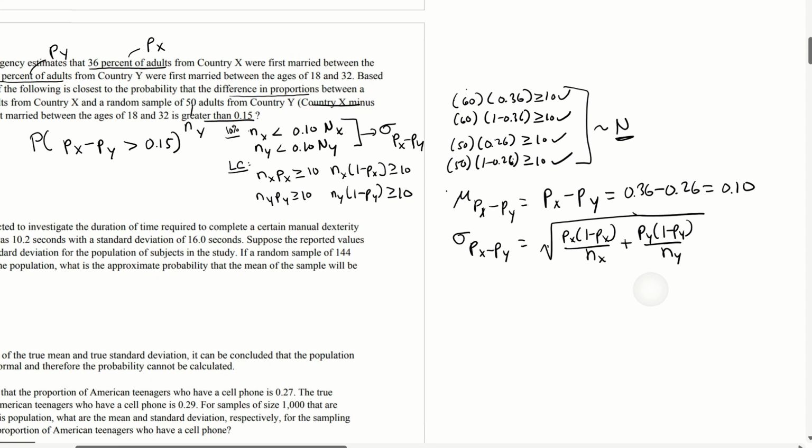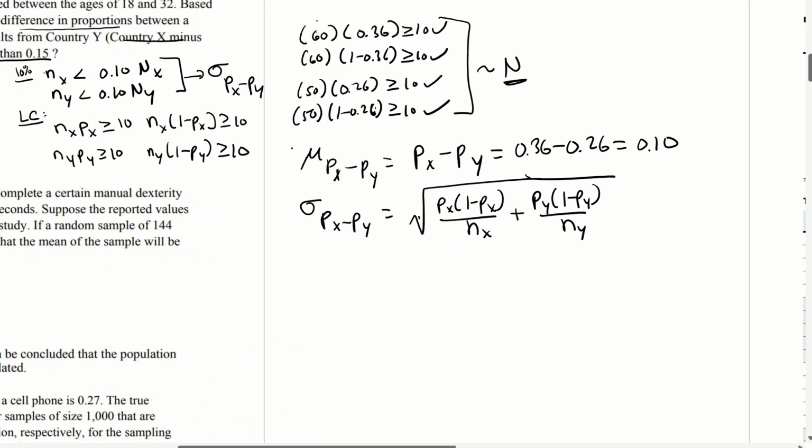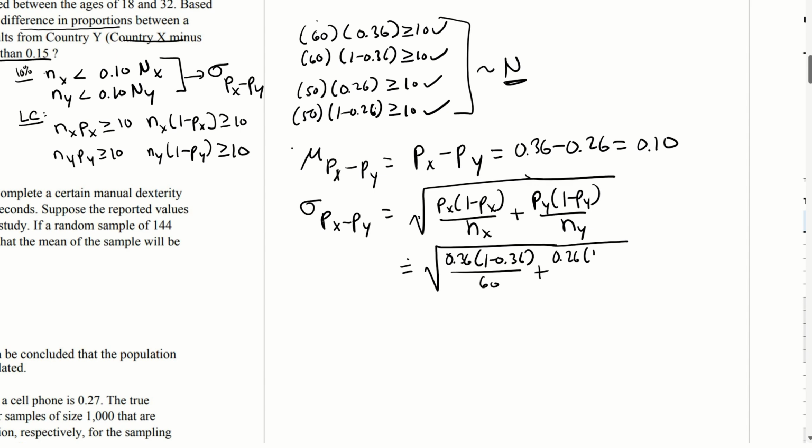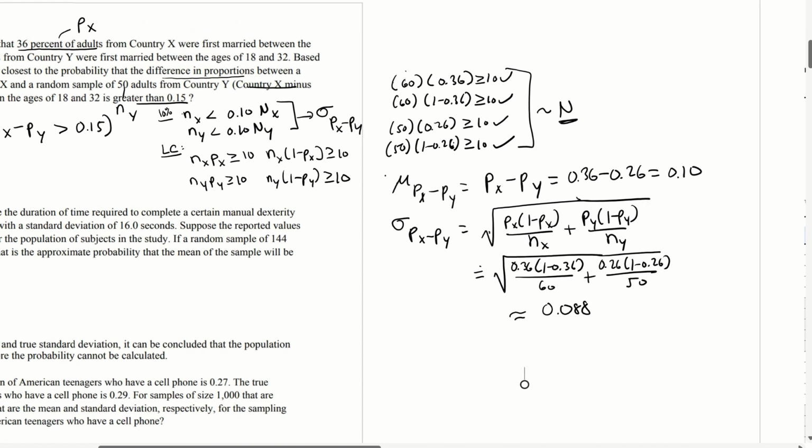All right, and then we double check that that's the case. Yep. All right, and then let's calculate this. Square root of 0.36 times 1 minus 0.36 divided by, we had 60 people. And this one was 0.26 times 1 minus 0.26 divided by 50 people. See what we get for that. Okay, we get about 0.088. Okay, so now we can use the normal CDF, right? So we're going to say normal CDF of those two numbers.